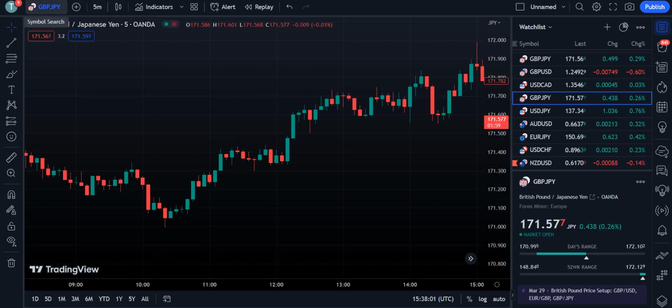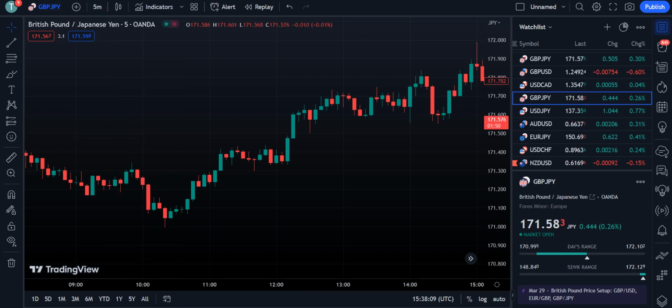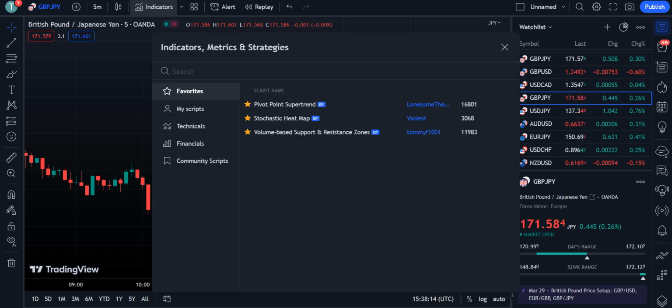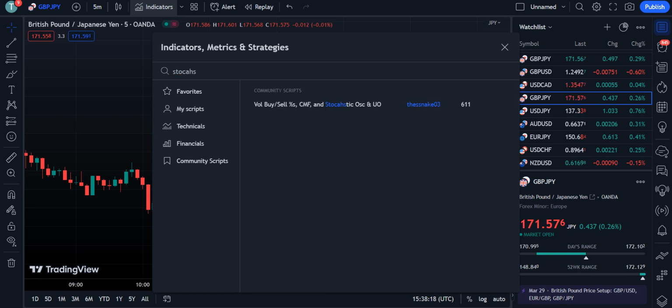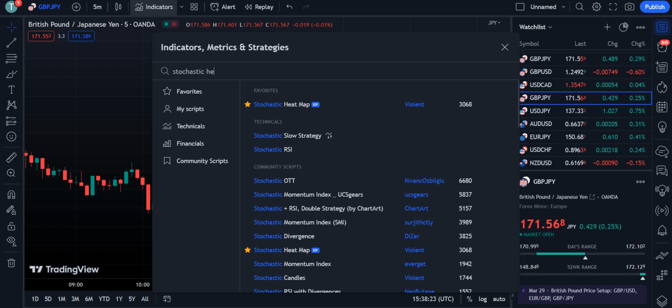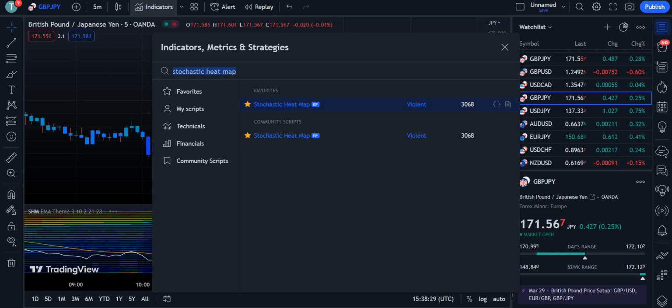Here I have opened the GBP/JPY chart in the 5 minutes time frame. You can use any other time frame as well, but I have chosen 5 minutes. The first indicator that we are using here is the Stochastic Heat Map by Violent. 3068 traders are using this indicator. Simply click on it and it will be applied on your chart.